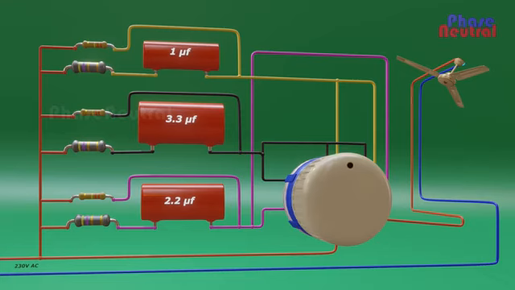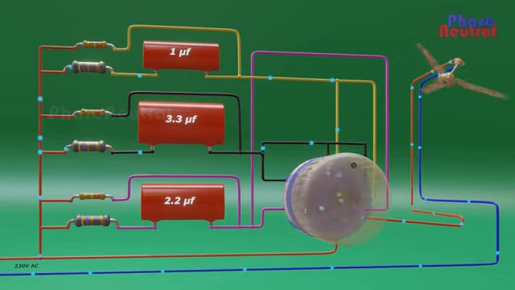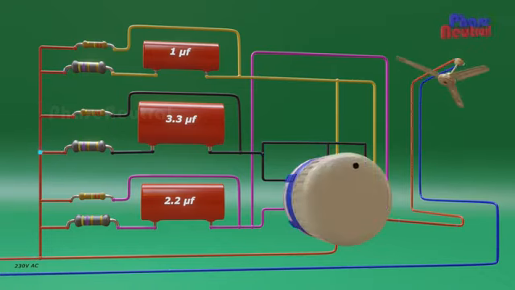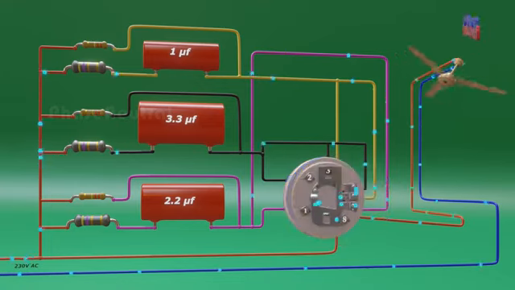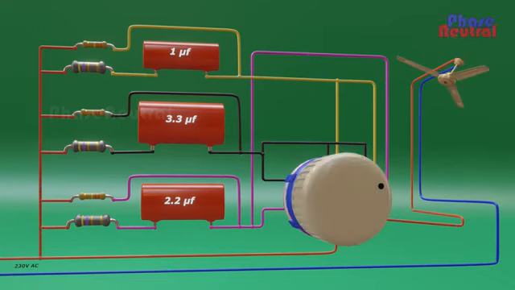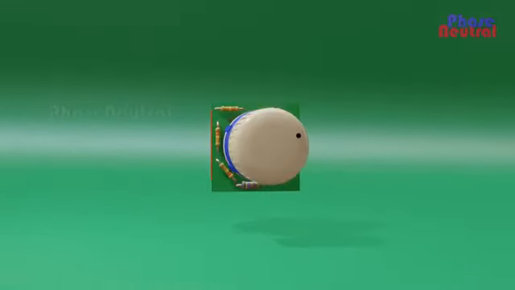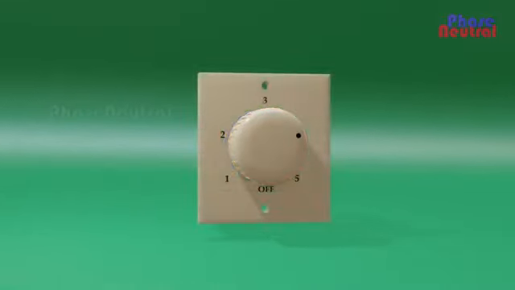When you move the knob to the 3rd position, current flows through the 3.3 μF capacitor and 1 μF capacitor. So the fan runs faster than the 2nd position. When you move the knob to the 4th position, current flows through all capacitors. So the fan runs faster than third speed. Nowadays, step-type electronic fan regulators are the most used regulators because of small size and energy-saving technology.